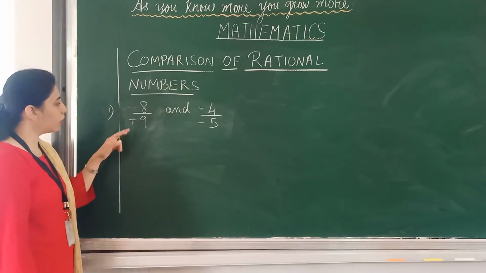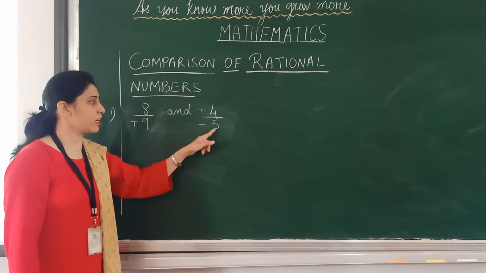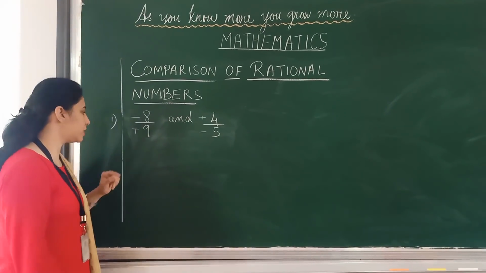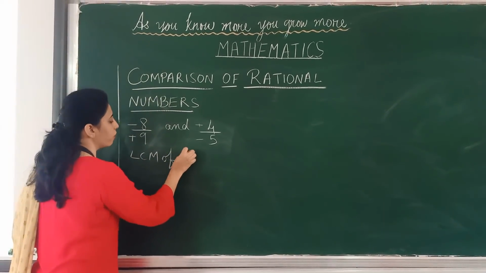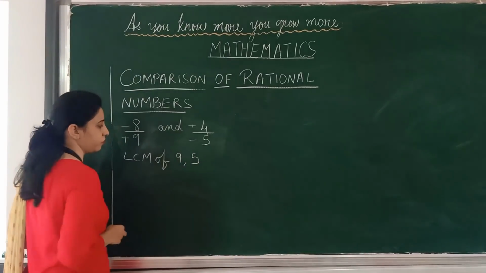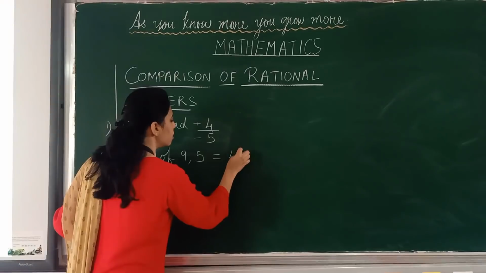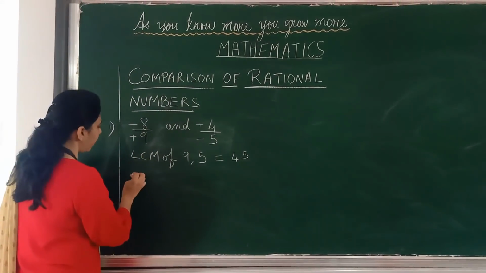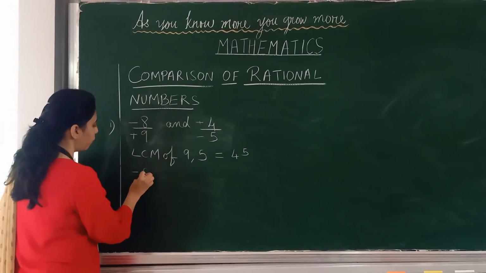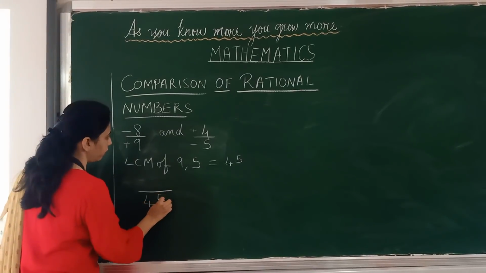Now to compare, you can see the denominators are not the same. They are unlike rational numbers. So what are you going to do? You are going to find out the LCM of 9 and 5. So what is the LCM of 9 and 5? It is 45. So minus 8 upon 9, and 45.